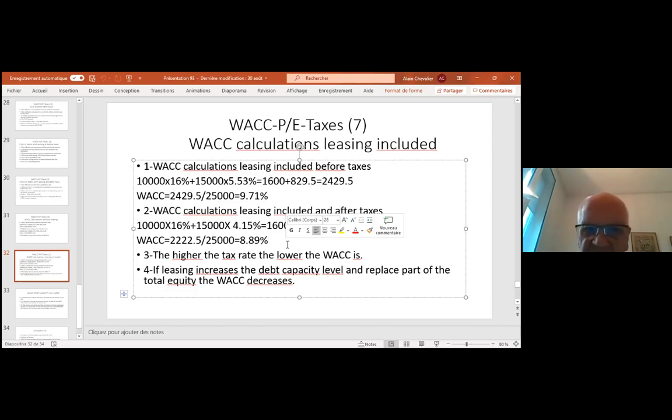But if you say, okay, I don't modify my total level of investment, but I increase my debt capacity using more leasing contracts and less equity, it means that if leasing contracts replace part of the equity, in that case you will have an increase in the cost of debt, but also a decrease in the WACC.